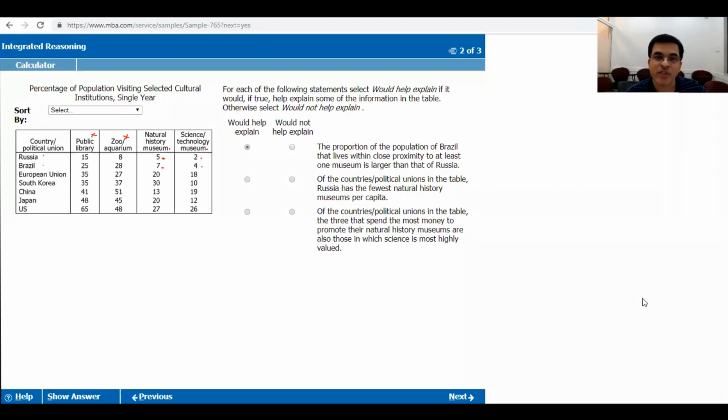Job is not done. This question is not over. It's only one. There are 3 sub questions, and we have to get all 3 correct to get 1 question right out of 12 on IR. So 2 more statements to be looked at. Let's look at the second one now.